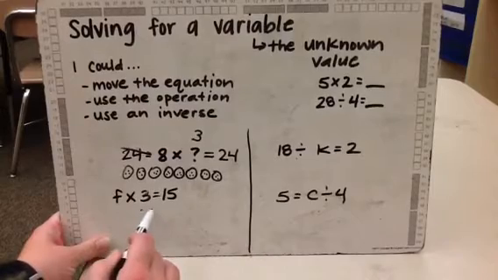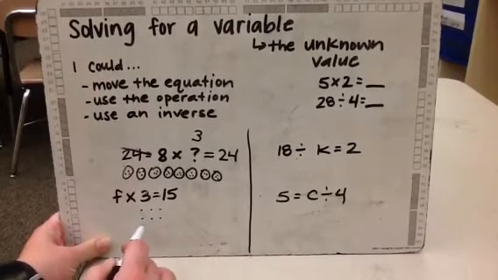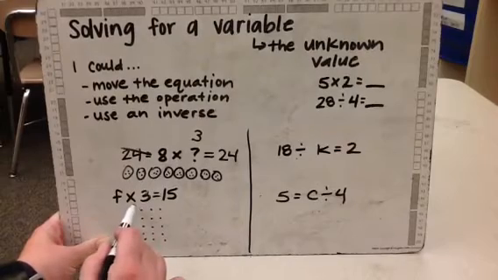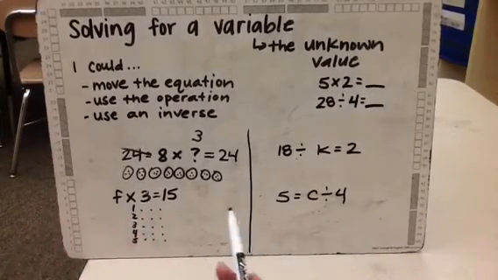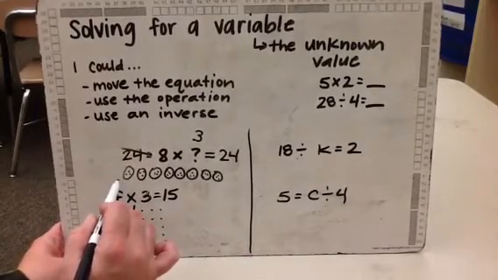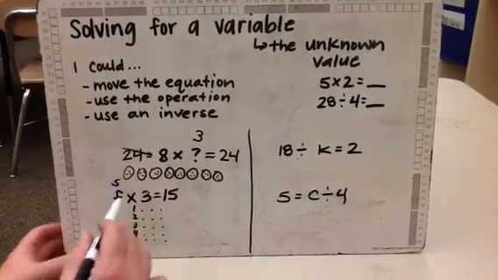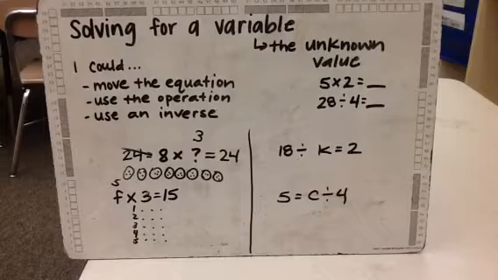So I'm going to do 1, 2, 3, 4, 5, 6, 7, 8, 9, 10, 11, 12, 13, 14, 15. So it looks like I have 5 groups of 3. So the variable value is 5. 5 groups of 3 equals 15.